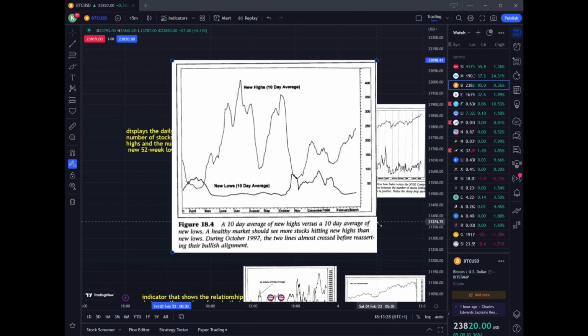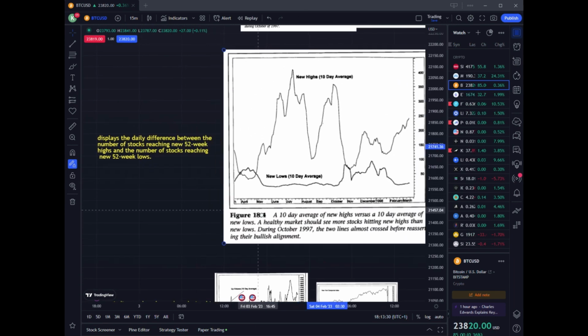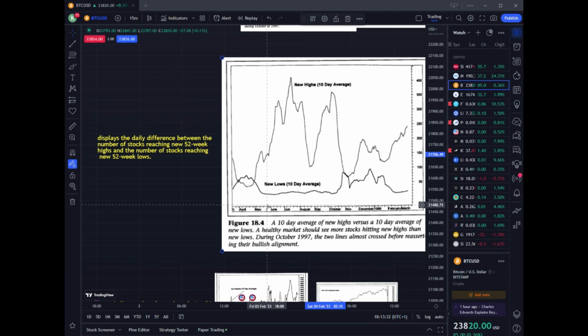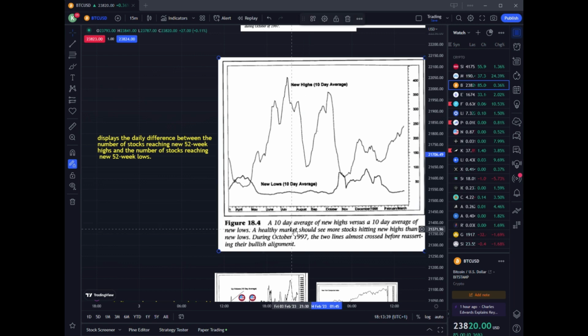This is the new high, new low, probably. Yeah, so this is the new high, new low. This is what I was talking about before, like the 52-day period of the stocks itself. And it's always better, of course, to have new highs than to have new lows. And this is just an indicator on different stocks and what the overall company stocks are doing.